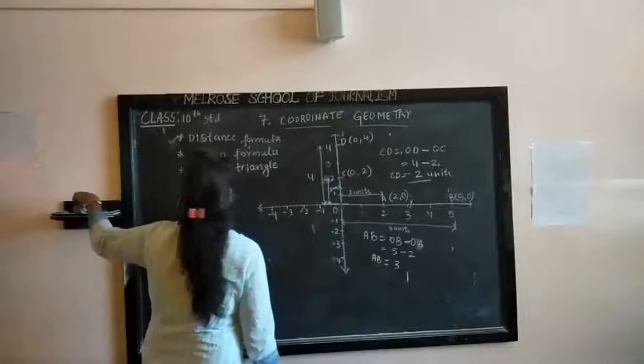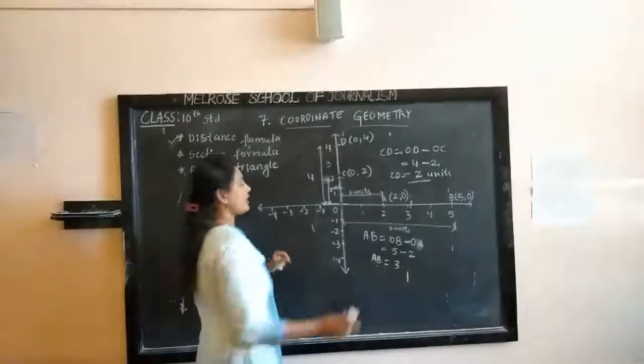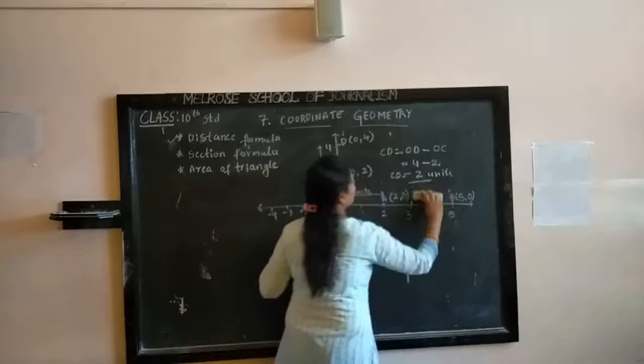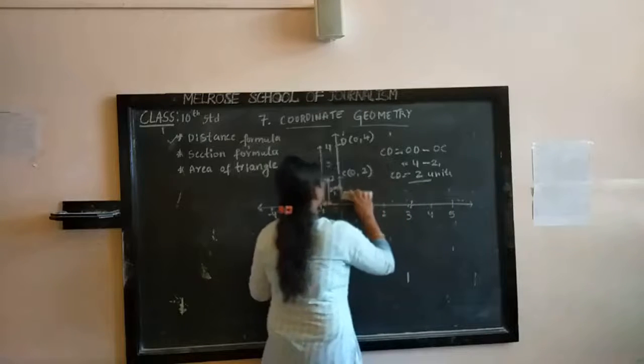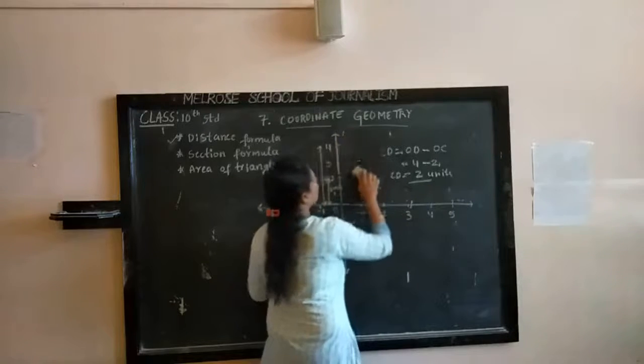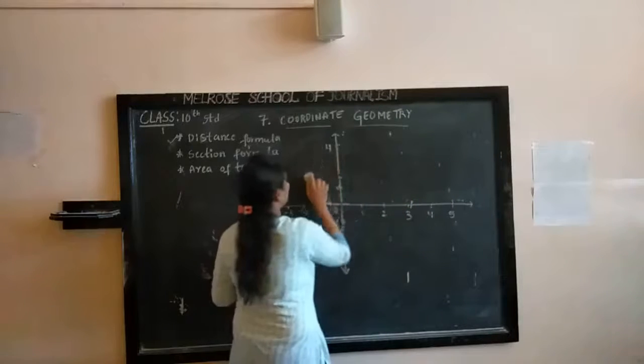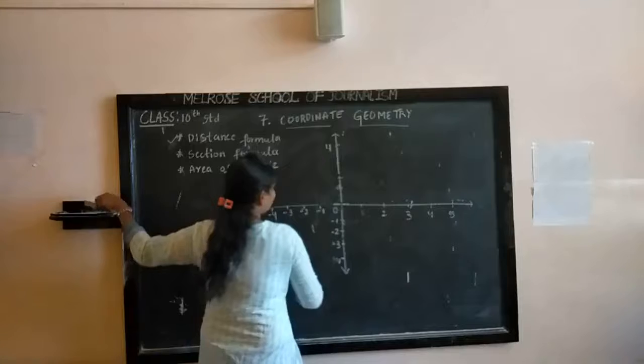Think, if the 2 points are neither lying on the x axis nor on the y axis. If the 2 points are not lying on the x axis and not even on the y axis, how can you find out the distance between those 2 points?